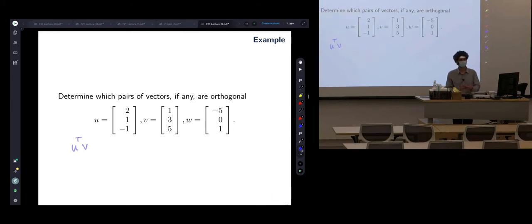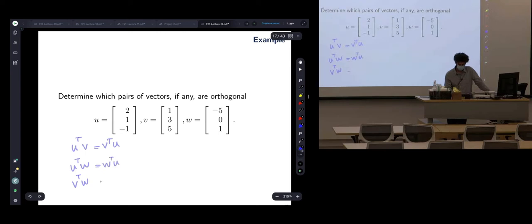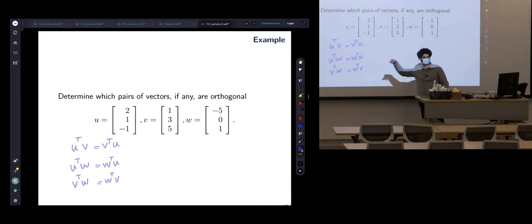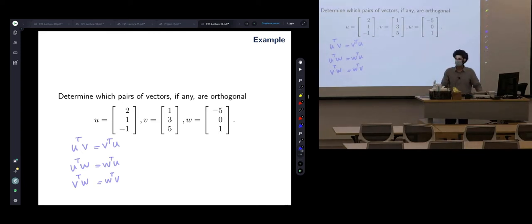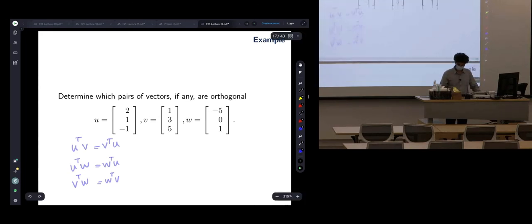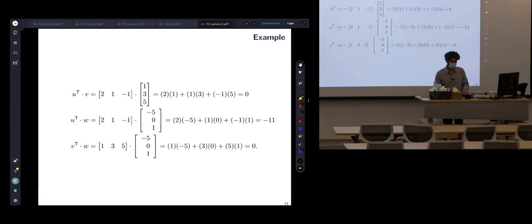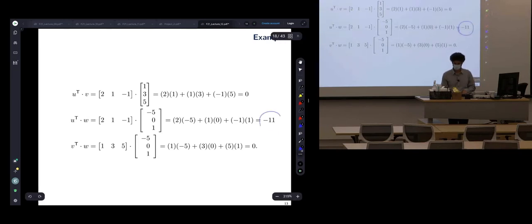Now, if you want to know if U and V are orthogonal or not, we have to do it separately. If you want to know if U and W are orthogonal or not, we have to do it separately. And we probably want to know if V and W are orthogonal or not. You don't need to do both orders because by definition, they're the same. So we calculate these, and whichever is 0 indicates that the two vectors are orthogonal. If you carry out the calculations, it turns out U and V are orthogonal, V and W are also orthogonal, but U and W are not orthogonal because the result of the dot product is negative 11. So a dot product can be negative.